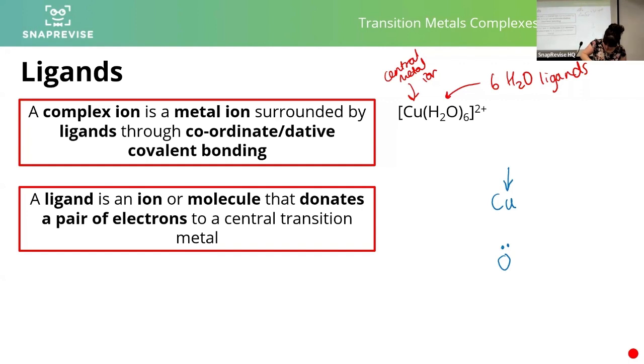I'm going to try and make it a bit neater. Right, that one's going that way. That one's going that way. That one's going that way. And that one's going that way. So water, water, water, water. Let's try that again. Water, lone pair, lone pair, lone pair, lone pair. There we go. 6 water ligands surrounding a central metal ion. I'm going to do that one again because that looks a bit rubbish.